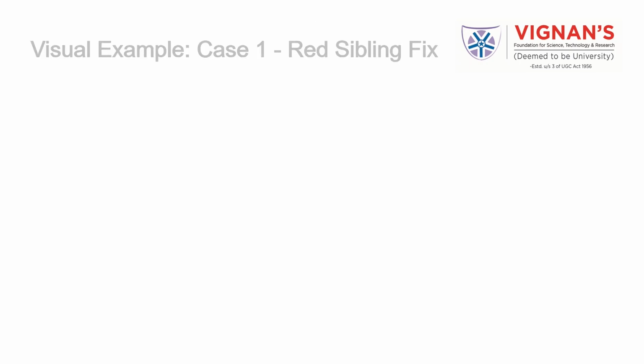Visual example, Case 1: Red Sibling Fix. When the double black node has a red sibling, we perform a rotation and color swap to transform the problem into a simpler configuration with a black sibling. Initial state. The tree contains a double black node whose sibling is red. This situation cannot be resolved directly because red siblings violate the standard double black fixing rules.